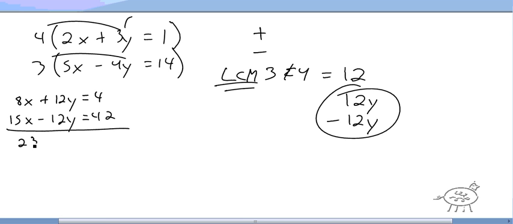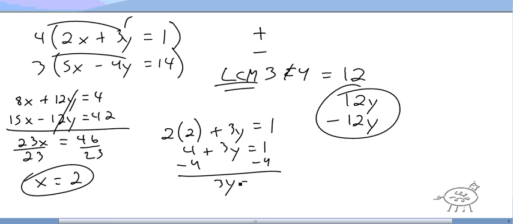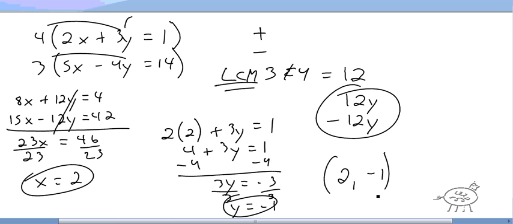Okay, so you get 23x, the y's cancel, is equal to 46. Divide by 23, x equals 2. So I plug it back into one of the others. I'm going to plug it into the top one. So 2 times 2, or 2x, plus 3y equals 1. So 4 plus 3y equals 1. Subtract 4 from both sides. 3y equals negative 3. Divide by 3. y equals negative 1. So that's my answer. 2 comma negative 1. So I had to multiply two equations to actually eliminate it. Okay, let's try another example.